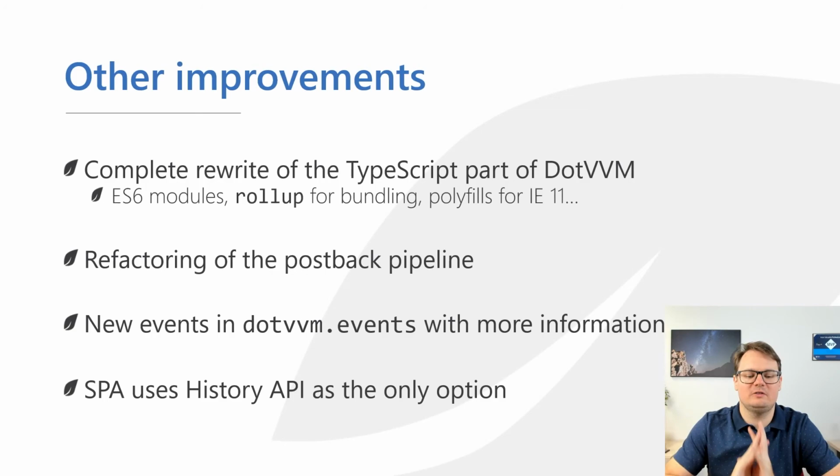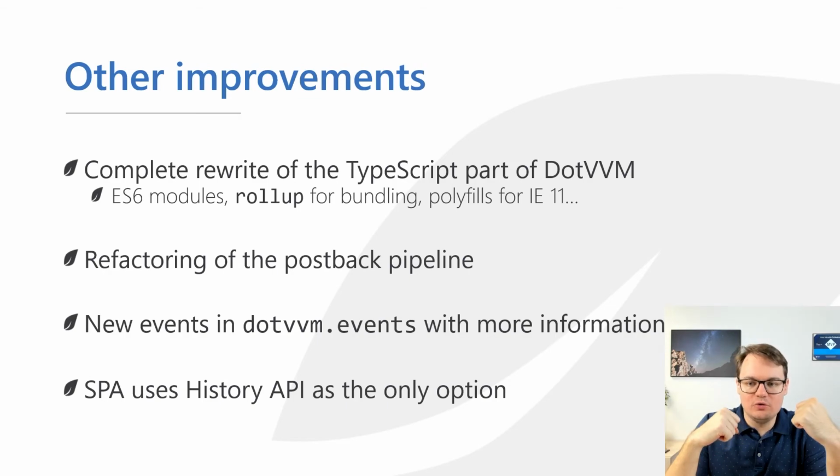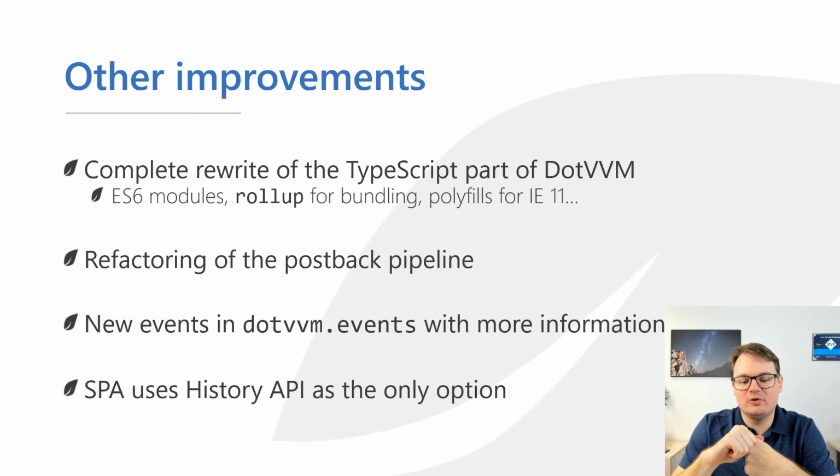It's also nice. And final slides about other improvements. We have rewritten the JavaScript part of .vvm, which is quite huge, into new TypeScript using ECMAScript modules, and we are using rollup for bundling. And currently the .vvm framework includes two versions of JavaScript, one for old browsers like IE11 and one for modern browsers, which is using the modules and the latest improvements in JavaScript.